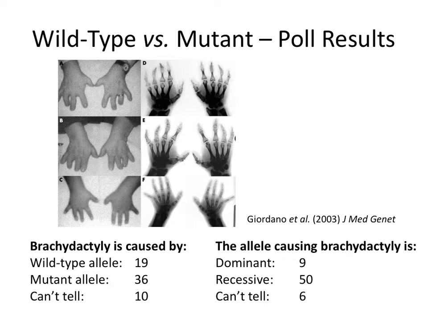So a little bit more about dominance before we get to an activity where you get to do a little bit more work practicing. Yet another Socrative poll that I gave you, talking about brachydactyly. And I was surprised, 19 said that this genetic disorder is caused by a wild type allele, 36 mutant allele, 10 can't tell.